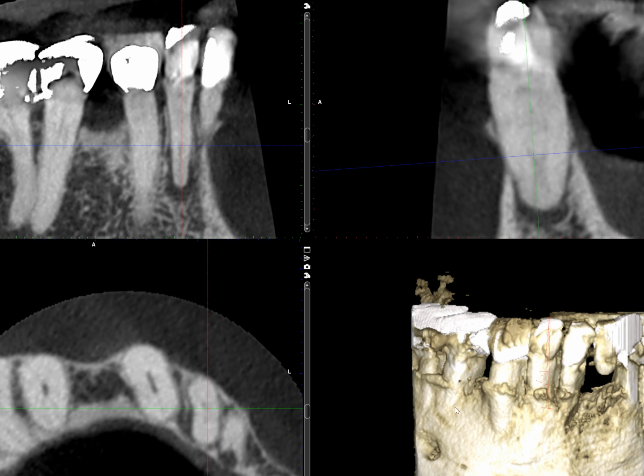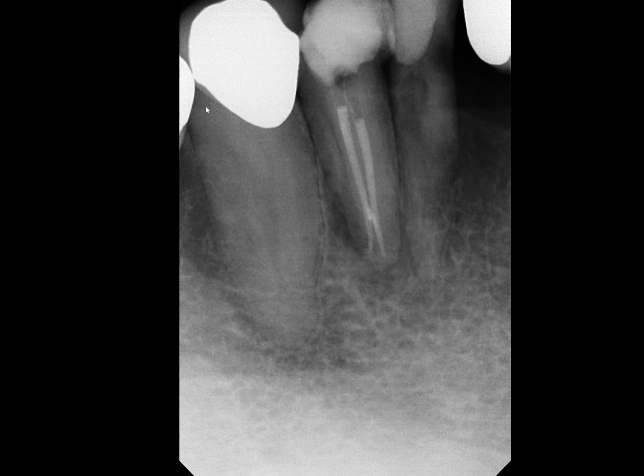So let's head back to our PA again and see how the gutta percha appears. Yep, right? So it's two separate canals and they kind of merge here and then they come out separately into separate foramina.